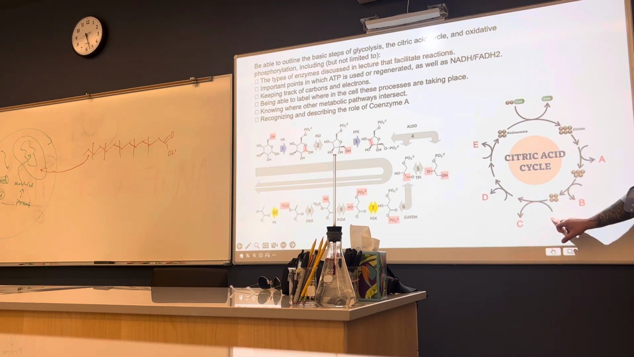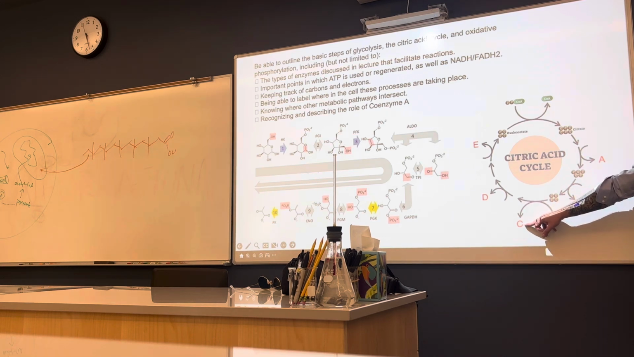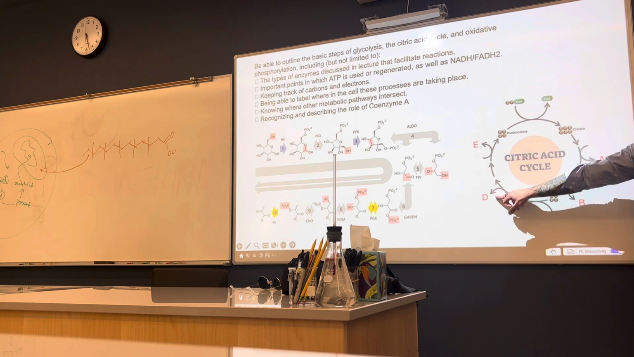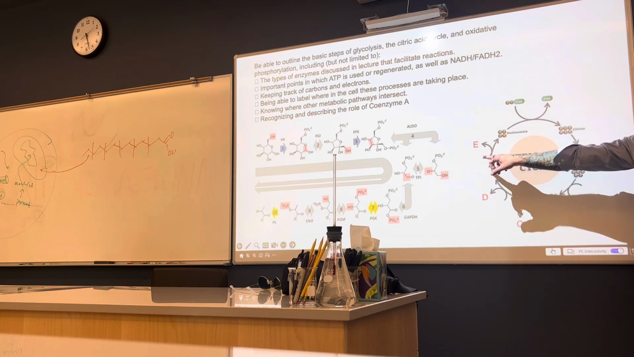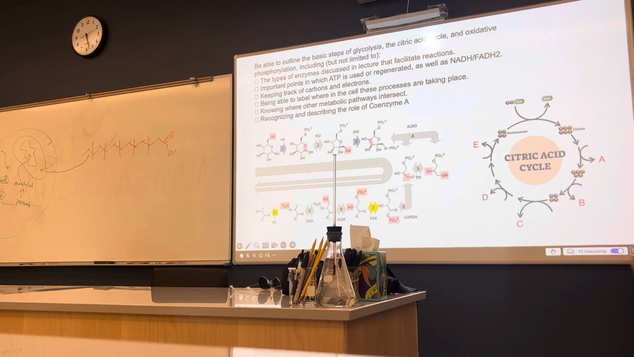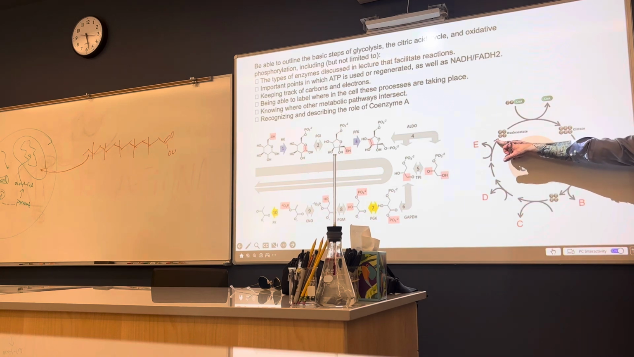Step C, does anybody know what we get there? There's all those people that were eager to say ATP before. Yeah, except it's GTP. Very similar. It's just like ATP, but it's GTP. So that's what we generate there. What about D? It's actually another NADH. What about E? FADH2. Yeah. The citric acid cycle doesn't really generate very much energy. We get that 1 GTP and that's it, but we get 1, 2, 3 NADH plus an FADH2.